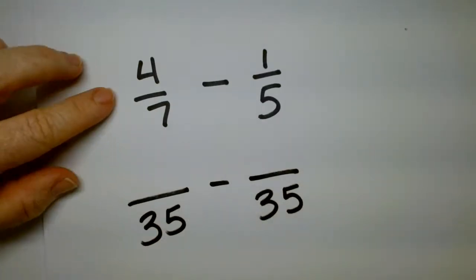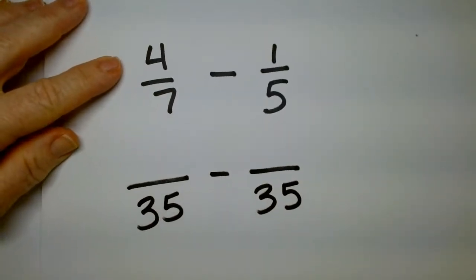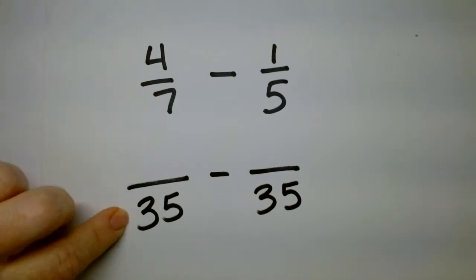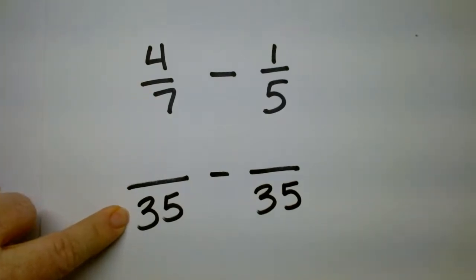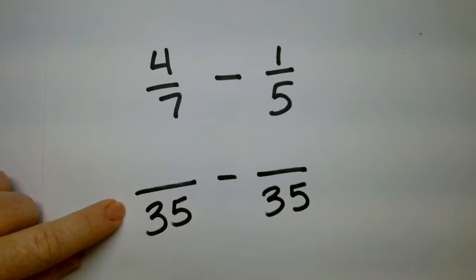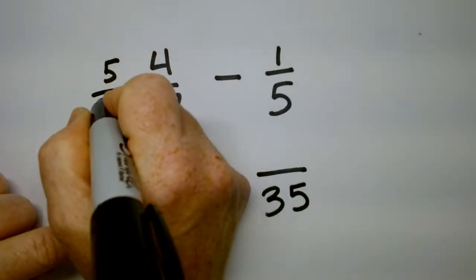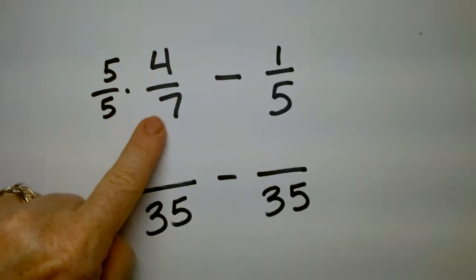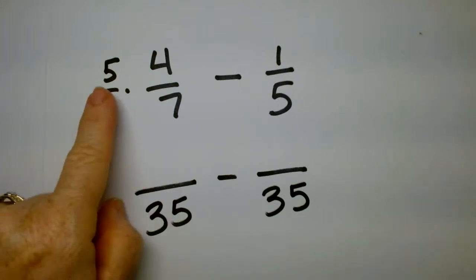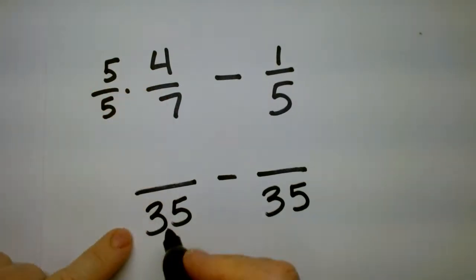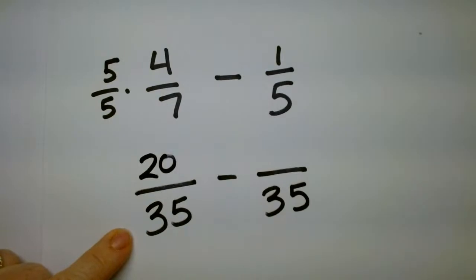Okay, so let's work on this one first, okay? So 7 times something gave me 35. Do you remember what it was? 7 times 5. So I'm going to multiply this one by 5 over 5. 5 times 7 is 35. 5 times 4 is what goes on top, the 20.